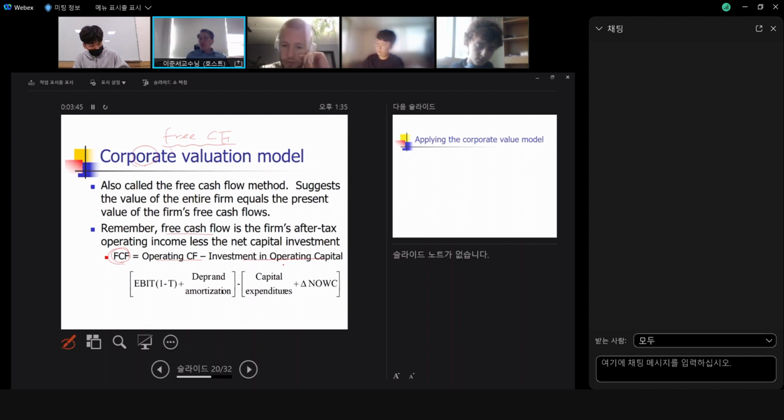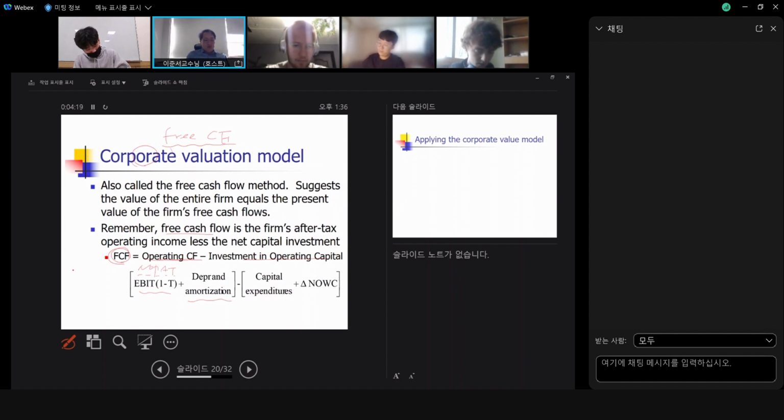So you should think from the point of cash flow, cash, not earnings, not income, not net profit, but cash. We need to focus on the cash, all right? The operating cash flow can be calculated by EBIT times (1 minus T) plus depreciation and amortization. EBIT times (1 minus T) is called NOPAT, right? Net operating profit after tax.